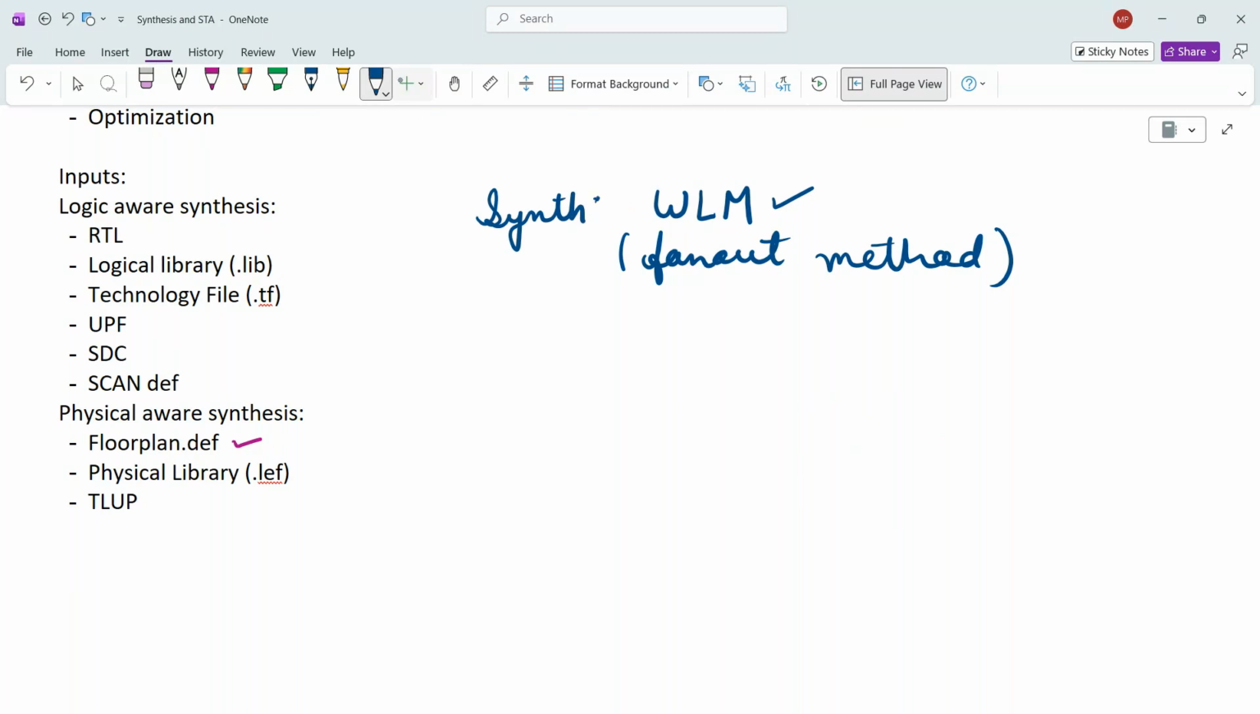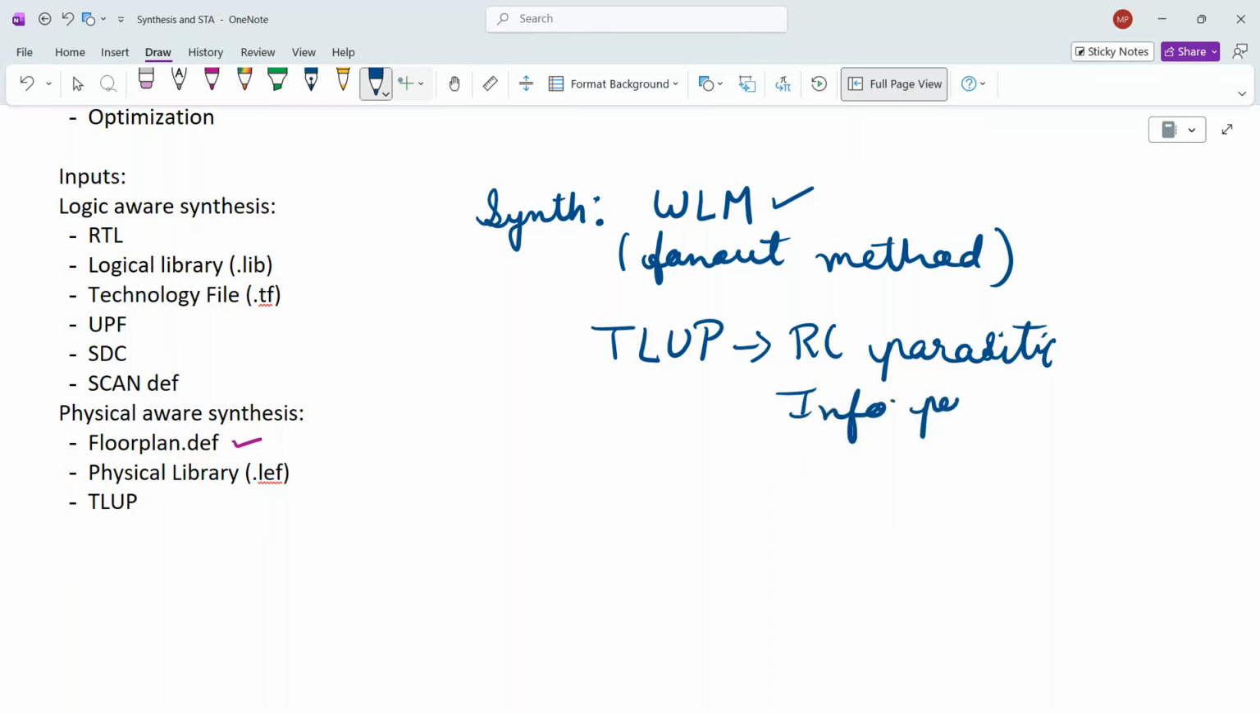During synthesis, the WLM model is used to calculate the delay. But as soon as we are in physical aware synthesis, when the tool has some layout information, it will require a TLU plus file. What is the TLU plus file having? It is having RC parasitic information per unit length of layer. So with that parasitic information, the tool is now calculating the delays.